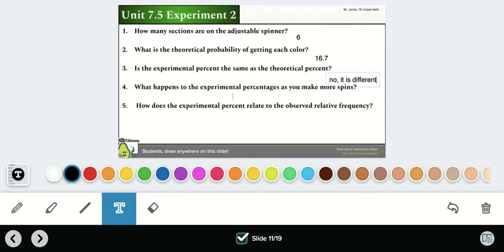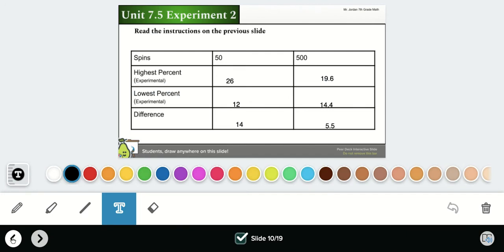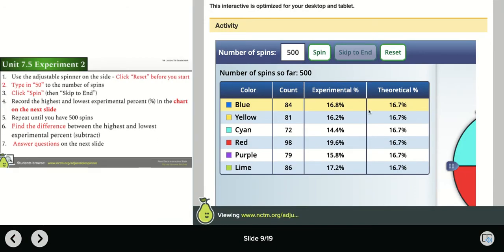And what happens to the experimental percentages as you make more spins? The experimental percentages get closer to the theoretical percentages. I see that, especially when I go to here.